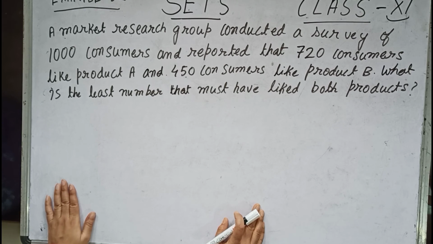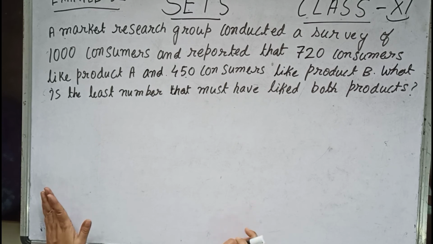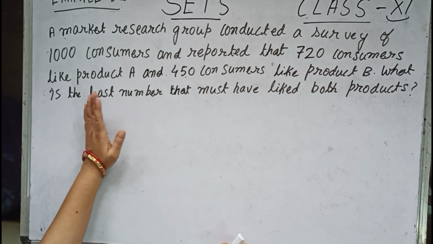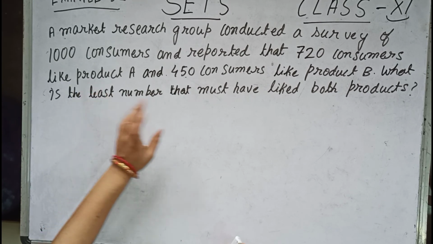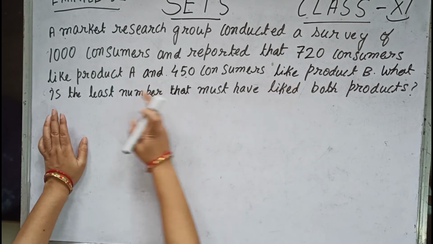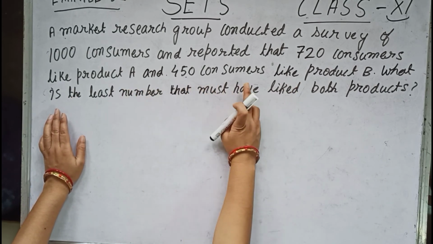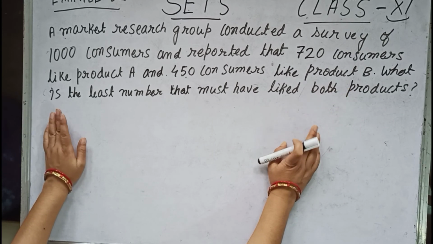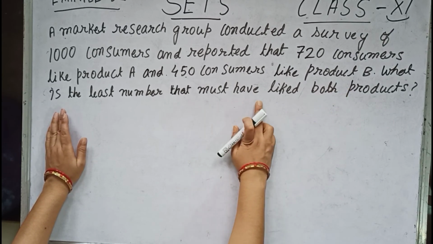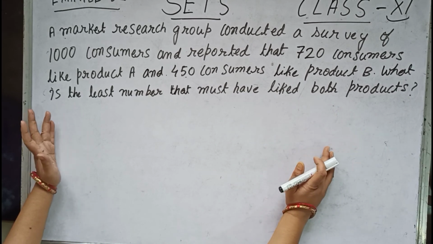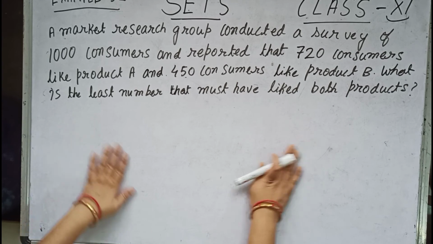Let us move to example 32. Example 32 says that a market research group conducted a survey of 1000 consumers and reported that out of this 1000, 720 consumers liked product A, 450 consumers liked another product B. The question is asking what is the least number of consumers who like both the products.